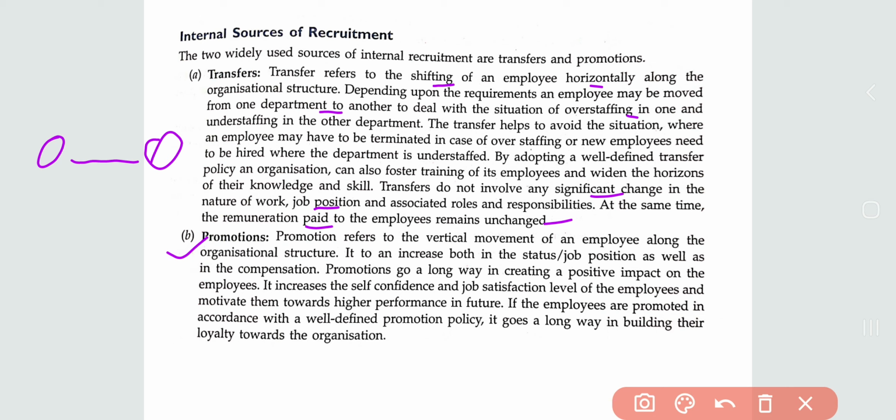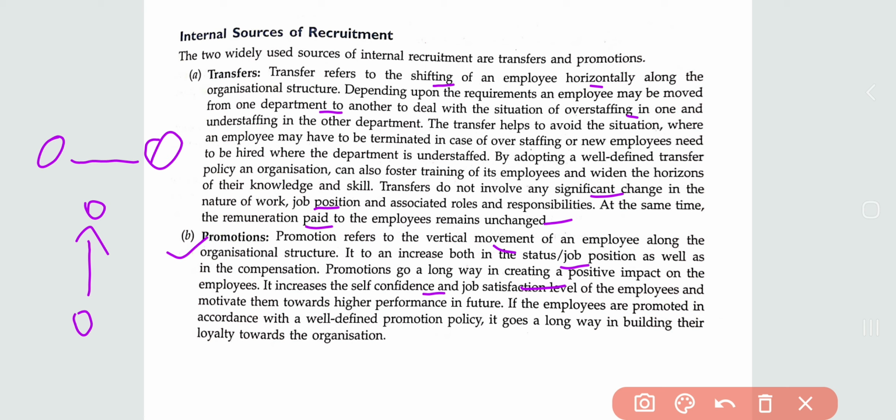Promotions. Promotion refers to the vertical movement. So you are promoted to a higher position. Okay, that is why we call it a vertical movement. It is an increase in the job positions. Your status, your job rank goes up. So it increases the self confidence and job satisfaction levels. So obviously your status goes up, your job position goes up, your salary will also go up.